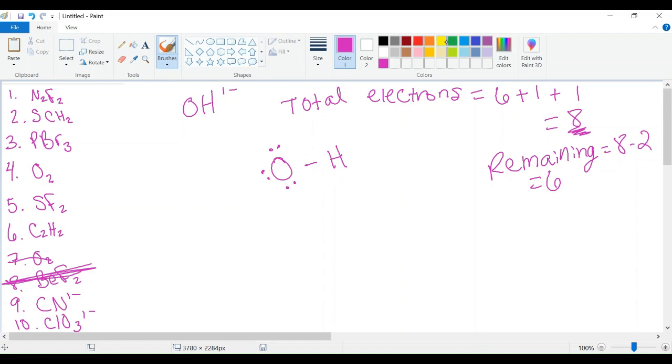We're already satisfied. So my oxygen has 2, 4, 6, 8. My hydrogen has 2. So both have their full octet, or in the case of hydrogen, full duet. And I have 2, 4, 6, 8, which is what I started with. The last thing I want to do is say that this whole thing has a 1 minus charge. That's all I've got to do to indicate this is an ion.